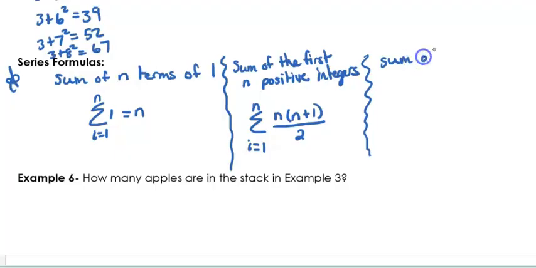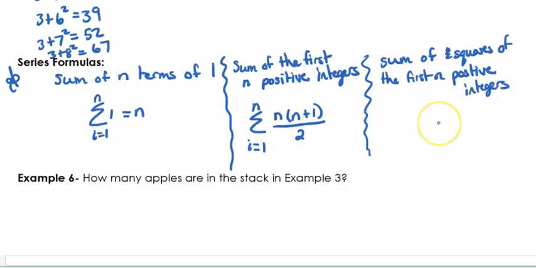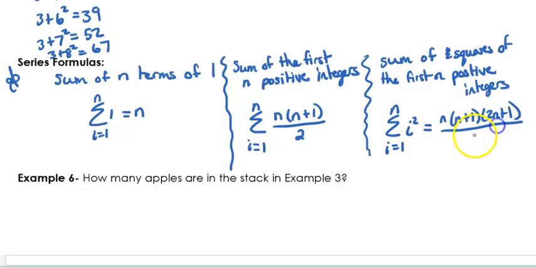Now, if you want to do the sum of squares of the first n positive integers. So what I mean by that is think about your square numbers like 1, 4, 9, 16, 25, 36, so on. If you want to add those up, here's the formula. You have i equals 1, and then you end on n, however many integers you're adding, and it's i squared because they're square numbers. So the formula is n times n plus 1 times 2n plus 1, all divided by 6.